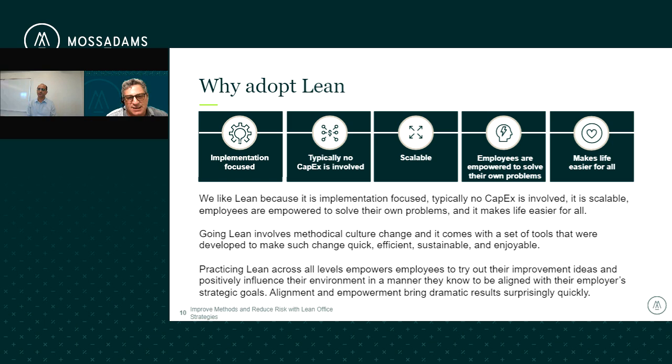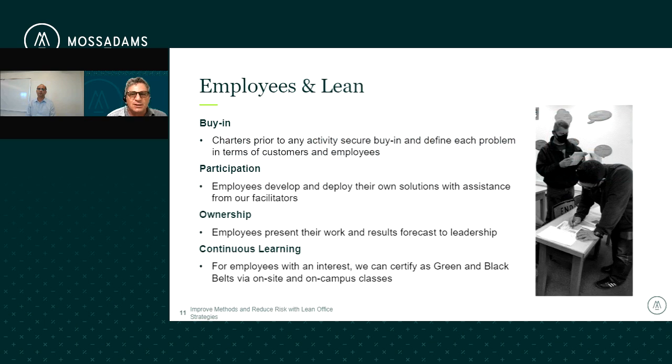And then the main thing is, I keep saying, the lean activity really empowers your employees to try out their improved ideas and positively influence your environment. And the empowerment and alignment brings dramatic results very quickly. So today, we'll talk about employees and lean. And first thing, the key element is getting buy-in.